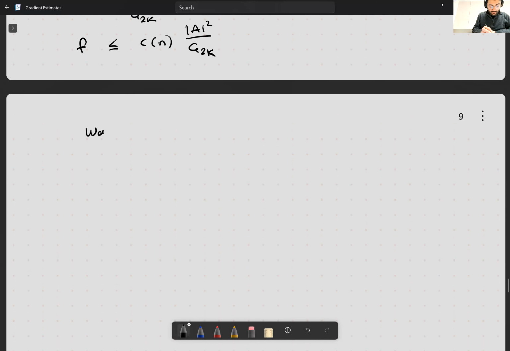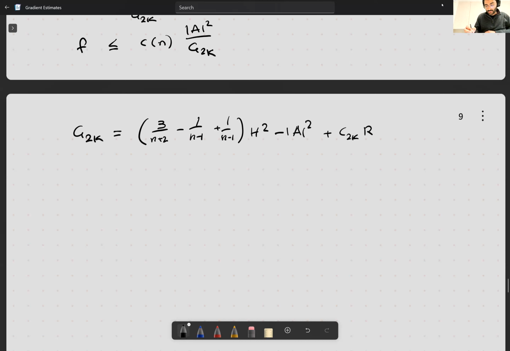Okay, so let me first just write out what this is. So that's a squared on g2k. So g2k is equal to 3 on n plus 2, minus 1 on n minus 1 plus 1 on n minus 1 h squared minus a squared, plus c2k minus 2.